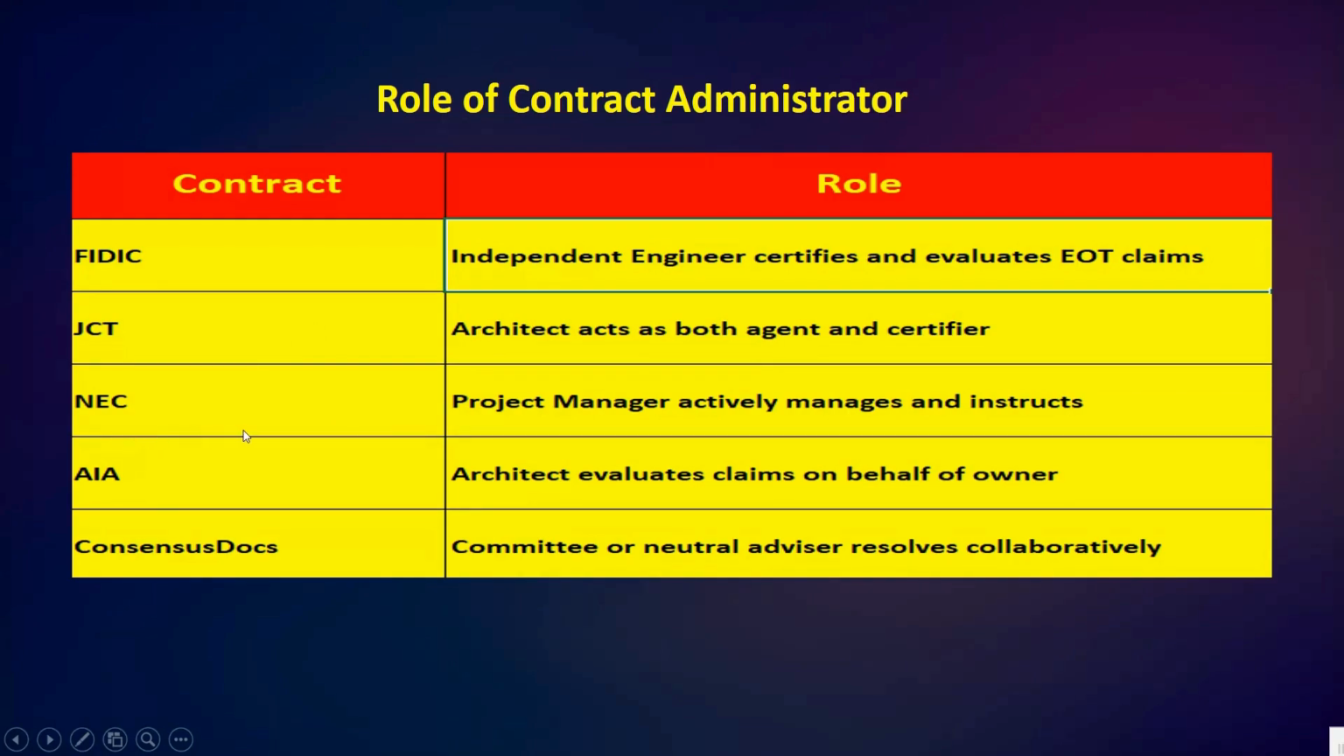NEC gives the project manager an active role. They don't just monitor; they manage and they instruct proactively. Then next we have AIA. AIA gives authority to the architect who evaluates claims on behalf of the owner. So in the last we have consensus docs. Consensus docs introduce a neutral advisor or committee, which makes the process more balanced and cooperative.